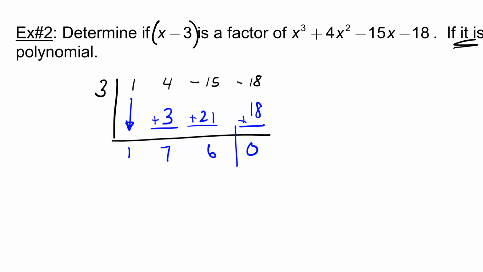Okay, 0 remainder. What does this mean? Is x minus 3 a factor of this polynomial? Yes, because it doesn't have a remainder, so it is a factor. Wonderful. So we know it's a factor. Now, it said if it's a factor, find the other factors.